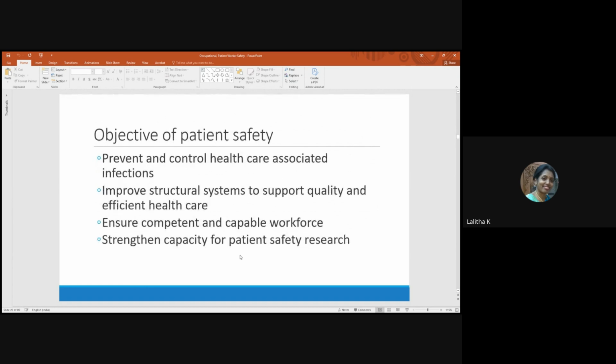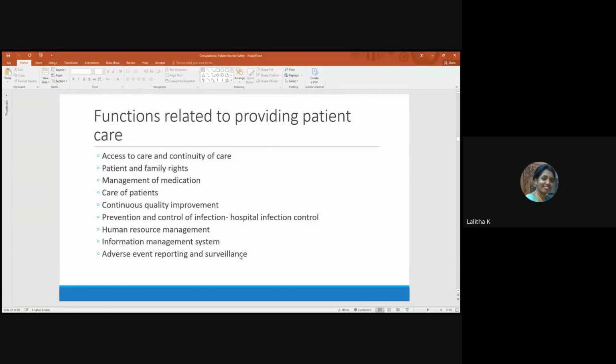So, what is the objective? To prevent and control healthcare associated infection, and improve structural systems to support quality and efficient healthcare. We want to give the best quality healthcare, and this can be achieved by creating a competent and capable workforce. Your team should be efficient so that patient safety is given utmost importance, and strengthen capacity for patient safety research. So these are the objectives.